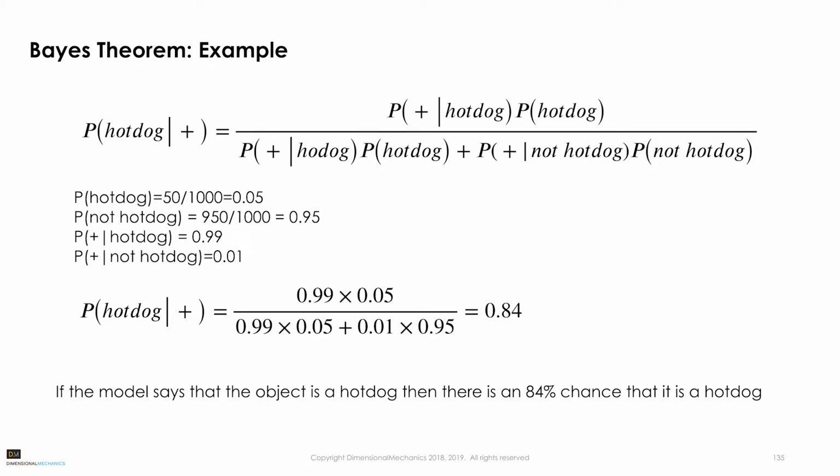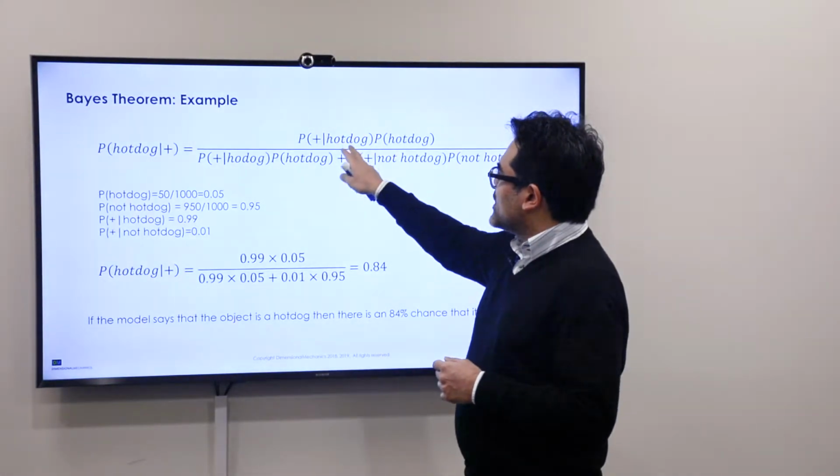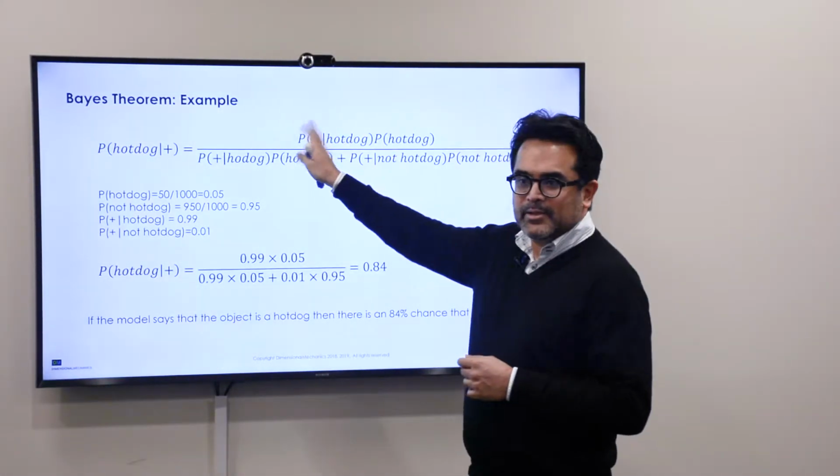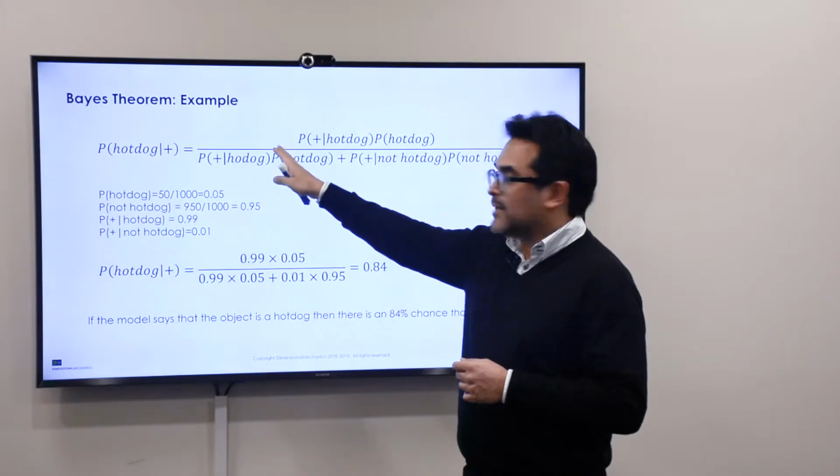Okay, so using Bayes' theorem, you can actually solve this problem. The way to read it is: what is the probability that something is a hot dog, and then given that it's a hot dog, what is the probability that it's going to be a positive identification?